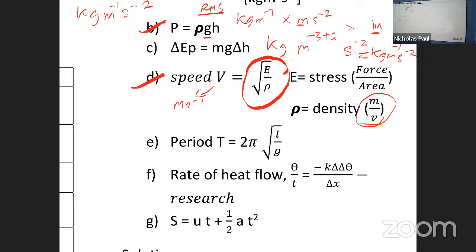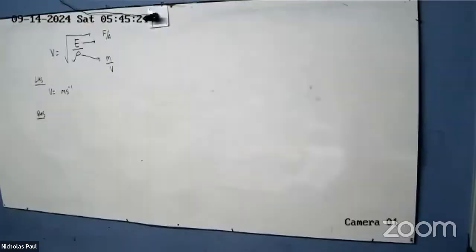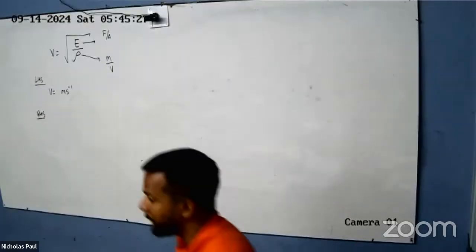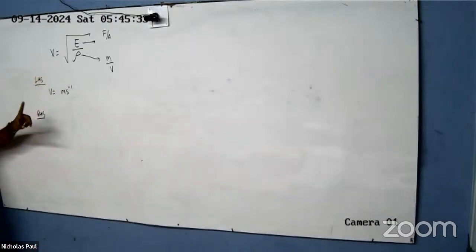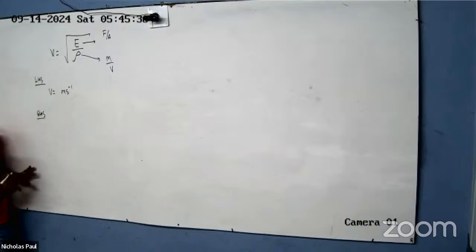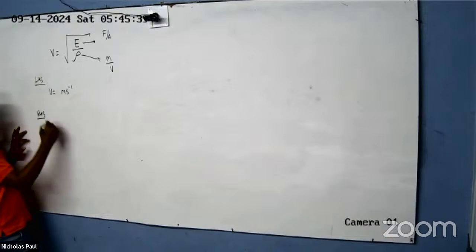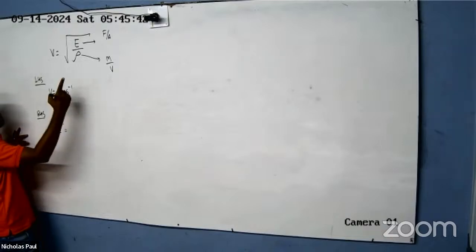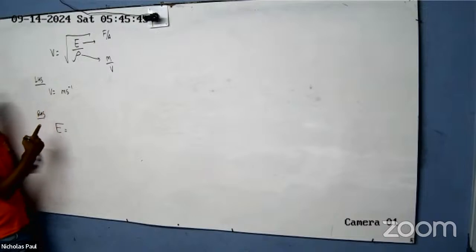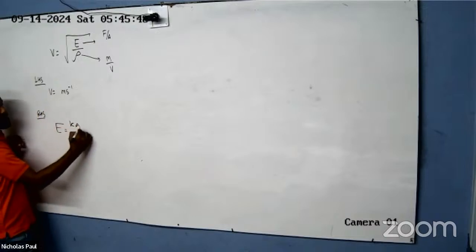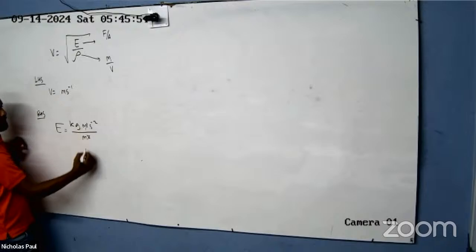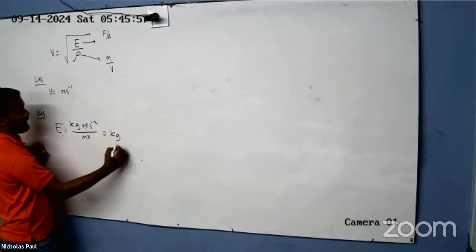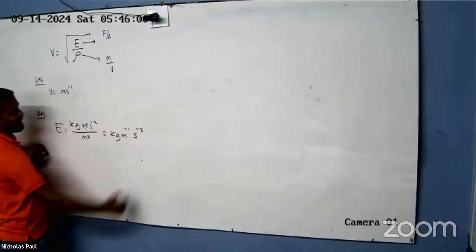All right, ready? I'll switch to the board for this one. Make sure we simplify it properly. Right hand side, force on area, and underneath there is density. I'm doing it part by part before I put it together. E is force over area. Anybody recognize that? Force on area is pressure. So that's kg m s to the minus 2 all over m squared, so you end up with kg m to the minus 1 s to the minus 2.